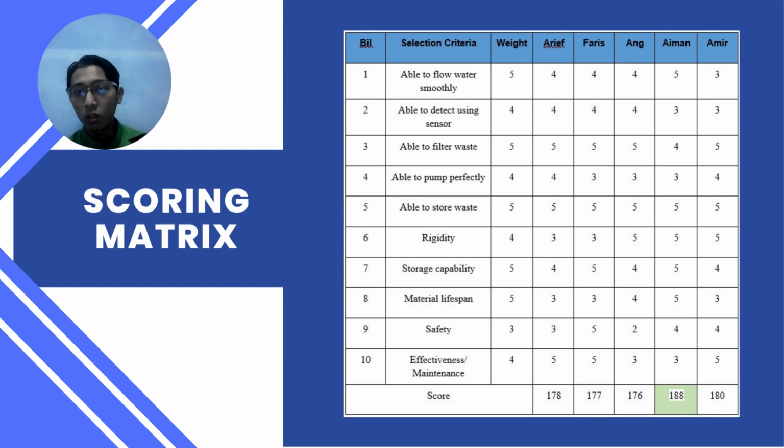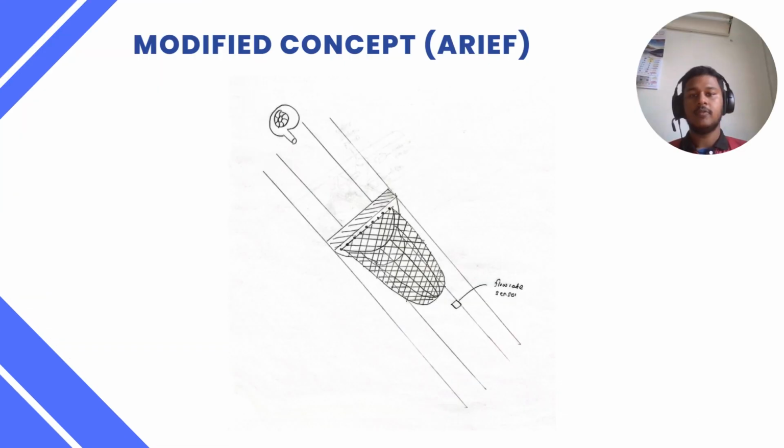Moving next is the scoring matrix. We can see we have 5 columns since we have 5 members in this group. For selection criteria, the first 5 are related to the function decomposition, and the others consist of rigidity, storage capability, material lifespan, safety, and effectiveness. From this matrix, we can conclude that Aiman's design has won and will be set as a datum for the second matrix.